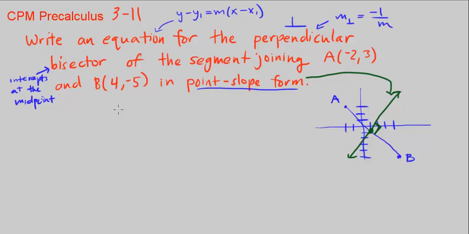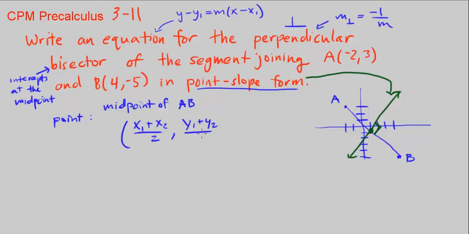First, we need a point, right? So we need a point, and that is going to be the midpoint of A and B. And we can get that by looking at the midpoint formula, which is just adding the x values, dividing by 2, adding the y values, divide by 2, right? So the midpoint is equal to, add the x values.